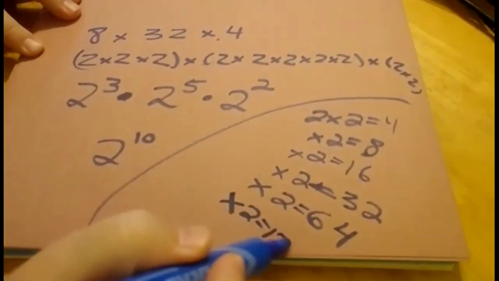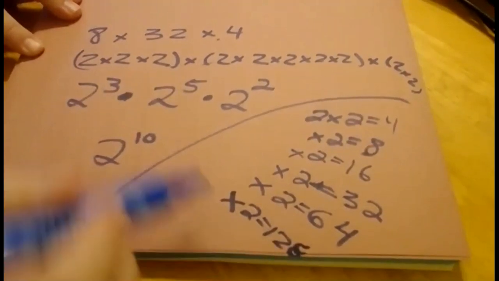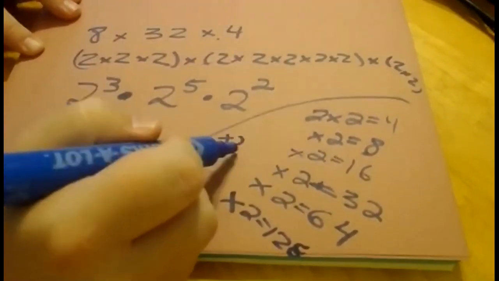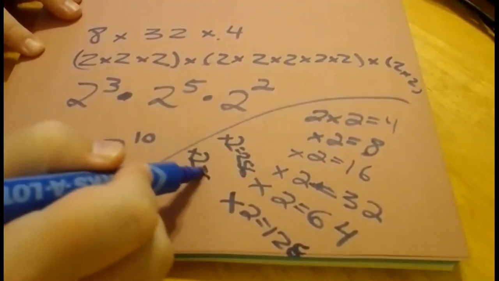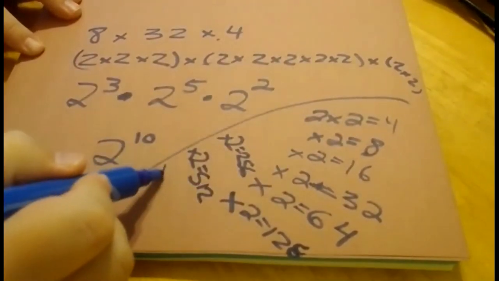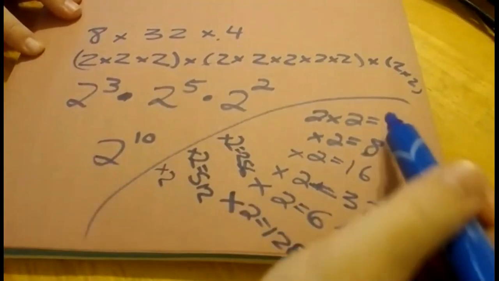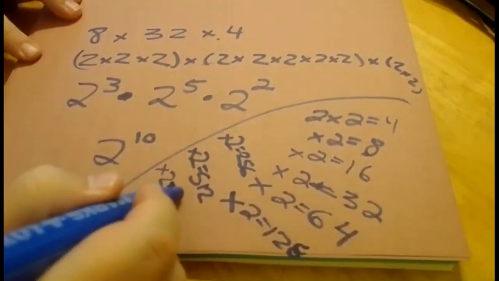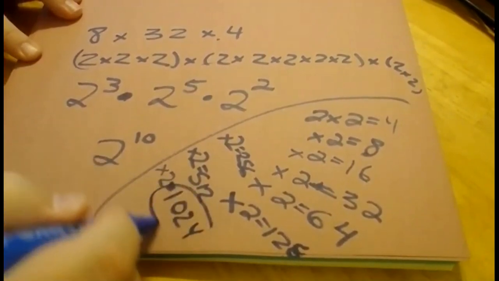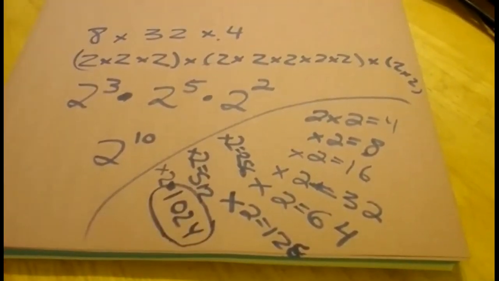Times 2 again, 128. Times 2 again, 256. Times 2 again, 512. Times 2 again. Wait a minute, 2, 4, 3, 4, 5, 6, 7, 8, 9. Here we go. 1024. 1024, you might have heard that number before when you were buying an iPhone. Go and Google that. Okay, so I hope that makes sense, my friends.